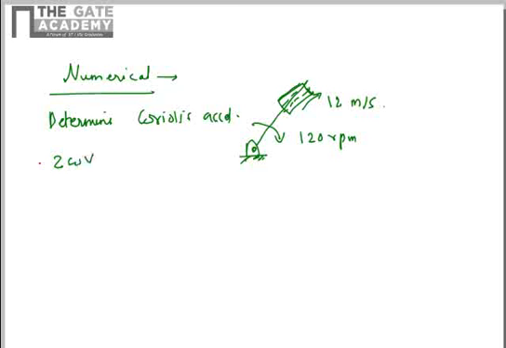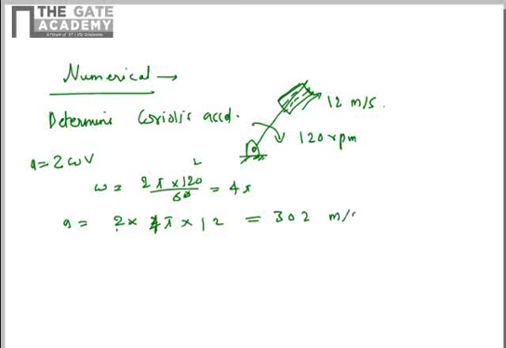So we know the formula is pretty much straightforward: 2 omega v. So for calculating omega we have 2 pi into 120 by 60. Omega is 2 into 2, so this will be around 4 pi. Acceleration is 2 into 4 pi into velocity, 12 meter per second. So it's around 302 meter per second square. So you can choose the correct option. With this we come to the end of chapter 1 of the subject of theory of machines.